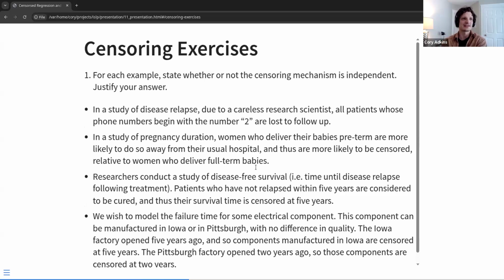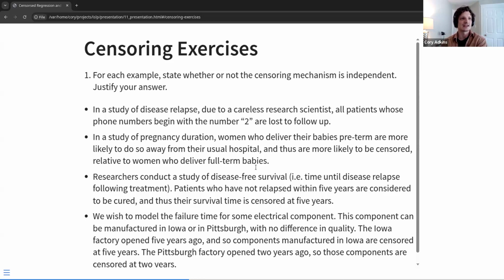In this first one, in a study of disease relapse due to a careless research scientist, all patients whose phone numbers begin with the number 2 are lost to follow-up. I think this depends a little bit on how phone numbers are assigned, but oftentimes the first number is meaningful. It's either a country code or maybe a zip code, so it'll have some geographic connotation. So in that case, your censoring is probably not independent of your chance of relapse if they're co-determined by your geography.